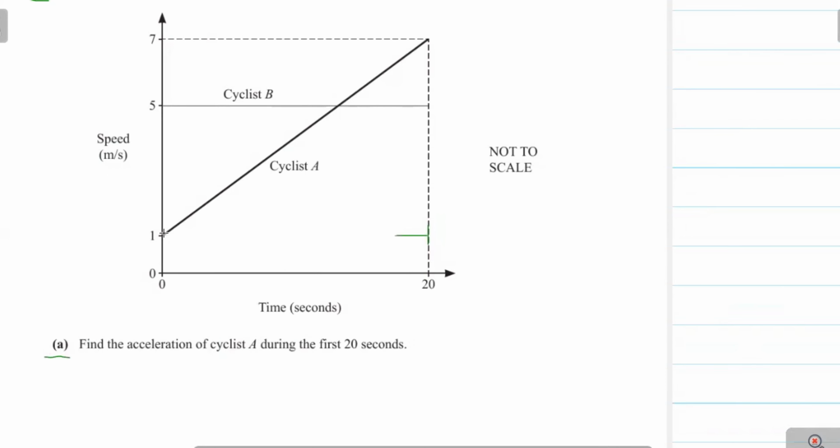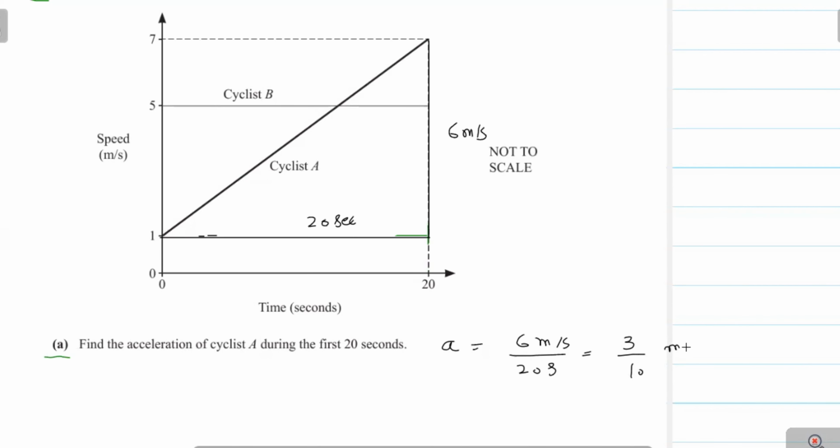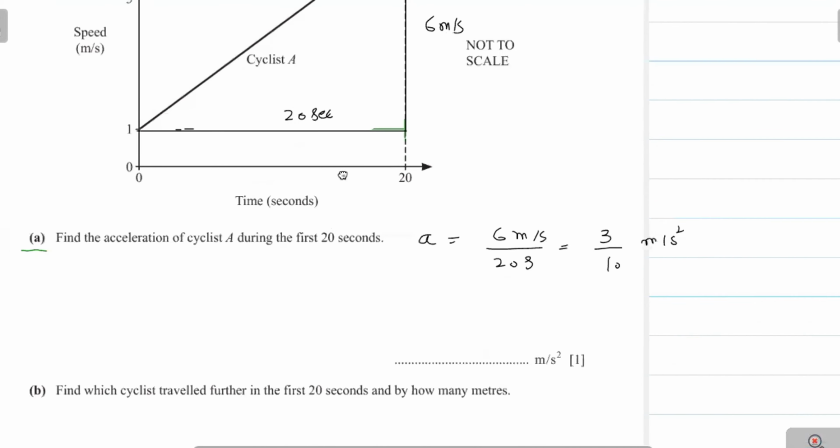Now the gradient of this straight line will be the ratio between vertical and horizontal distance. You see here, this is the vertical distance of cyclist A and this is the horizontal. Now the vertical value here is 7 minus 1, which is 6 meter per second, and the horizontal is 20 minus 0, which is 20 seconds. The acceleration will be equal to the gradient, vertical value 6 meter per second divided by horizontal 20 seconds, and this value will be equal to 3 over 10. This is meter per second square. This is the acceleration of cyclist A.